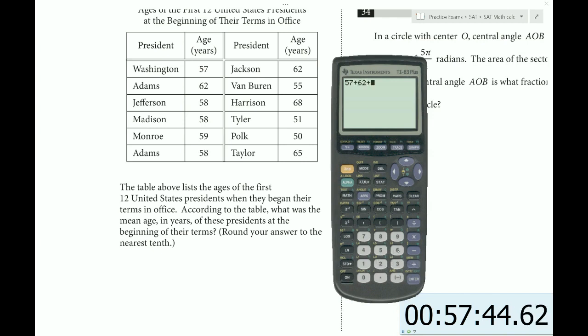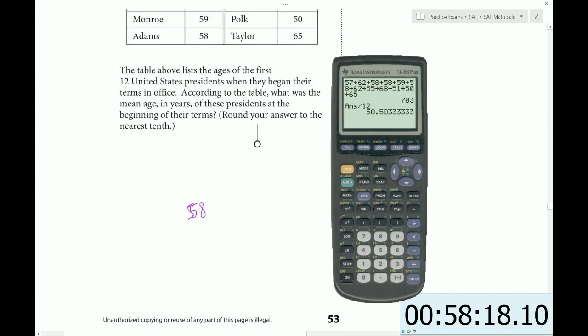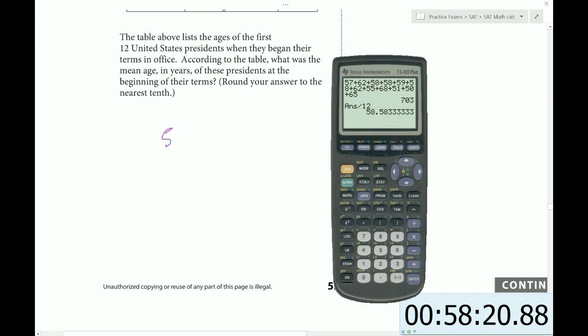So plus 62, plus 58, plus 58, plus 59, plus 58, plus 62, plus 55, plus 68, plus 51, plus 50, plus 65. Then I'm going to divide by however many presidents there are. This is the first 12 presidents, so we divide by 12. We get 58.58. So that's 58.6, rounding to the nearest tenth.